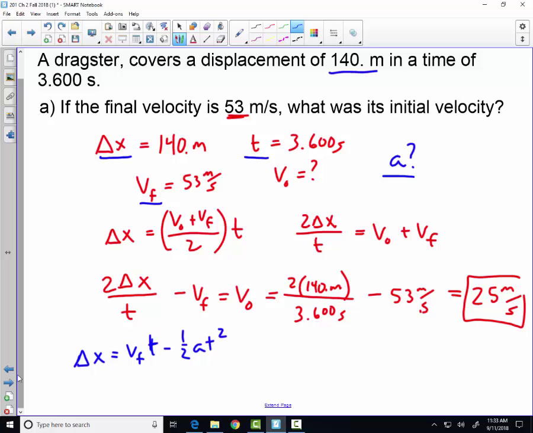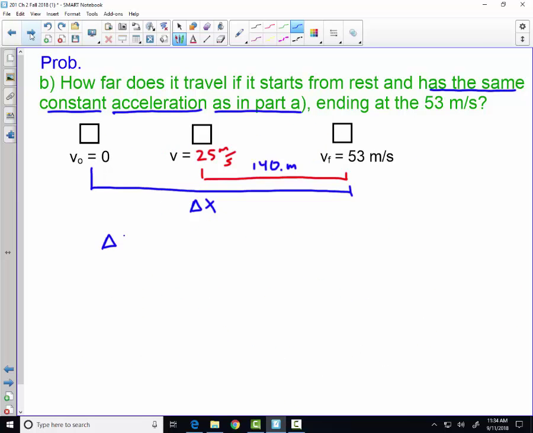So I get delta x minus v final times t equals negative 1/2 a t squared, because I'm trying to isolate acceleration out of this. Okay, and I think I'm going to have to go to the next page from that. So delta x minus v final t equals negative 1/2 a t squared. Okay, so just writing the same equation down.